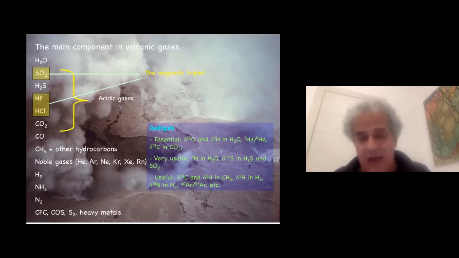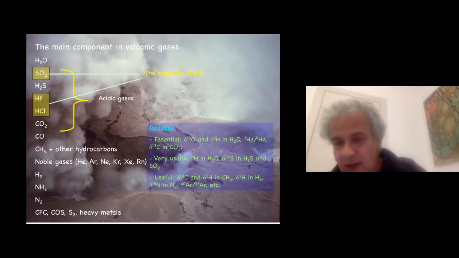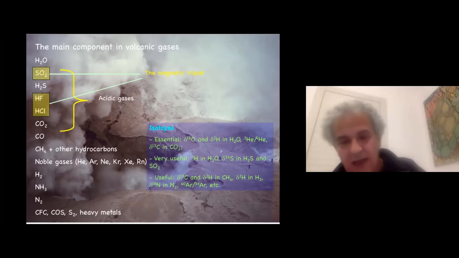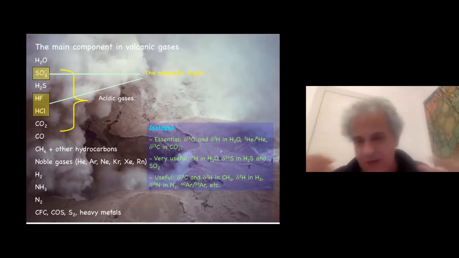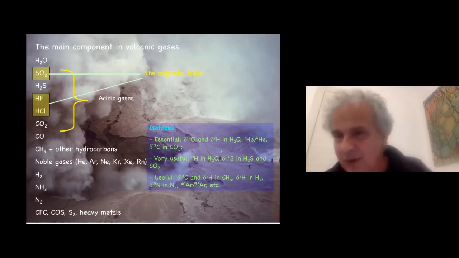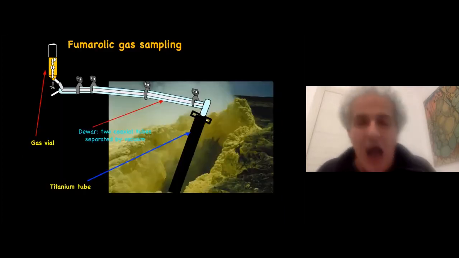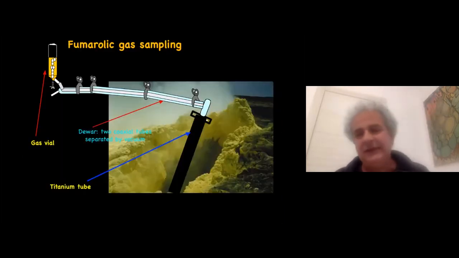Finally, there are useful isotopes such as delta 13 and delta deuterium in methane, delta deuterium in molecular hydrogen, delta 15 nitrogen in molecular nitrogen, argon, and so forth. I mean, it depends how much money you have to do all the list of the isotopes that are possible. So how do we do this collection? How do we collect a good sample for chemistry and for isotopic analysis?